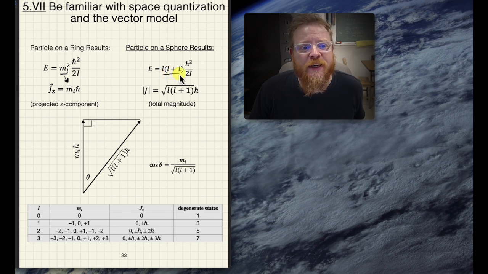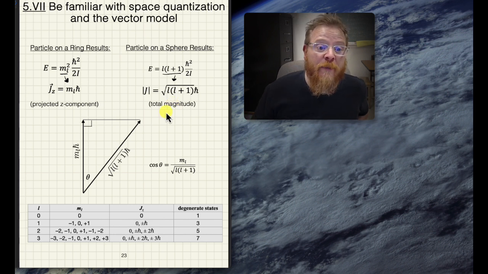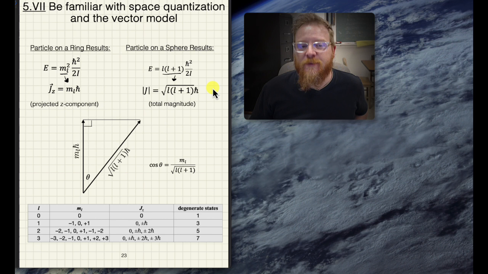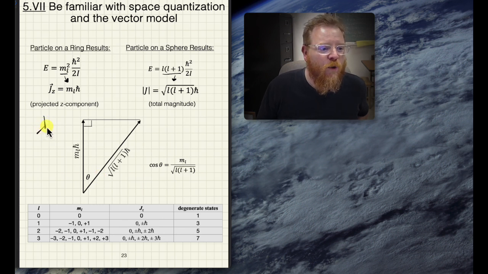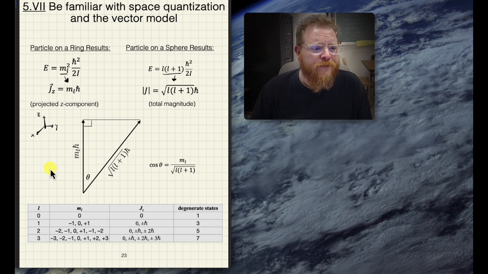Noting the parallels with the particle on a ring result, we now can get the total magnitude of our angular momentum in all dimensions as root L times L plus 1 times the quantity h bar. So now when we start to create this picture, we can make something that looks like this, remembering that our coordinate system has z pointing up, and the x and y are arbitrary from there. We can see that the ml h bar is the projected z component of angular momentum. But now our total magnitude is given by this quantity. When we see this angle here being created, which we can simply compute with SOHCAHTOA, the cosine of that angle theta will be given as ml over root L times L plus 1.